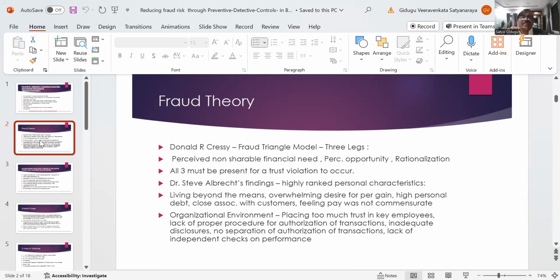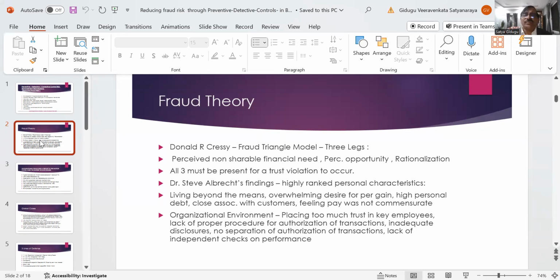So the characteristics of these fraudsters are living beyond the means and an overwhelming desire for personal gains. Okay, reasonable gains are acceptable. We are all working. I am 60 plus, and I am working. Nitin Pathak ji works from 9 to 9, 12 hours for 6 days, hard working. We want financial gains, but the desire should not be overwhelming. We should get everything ethically.